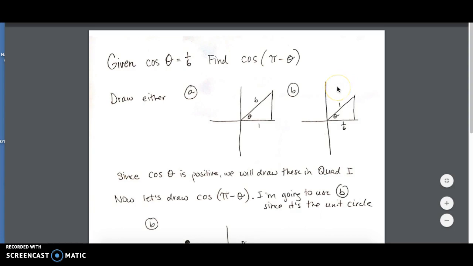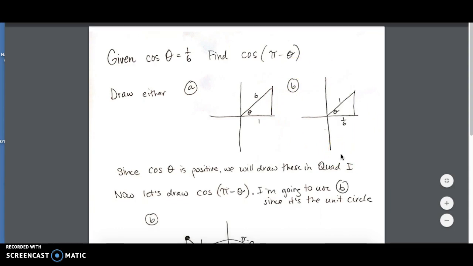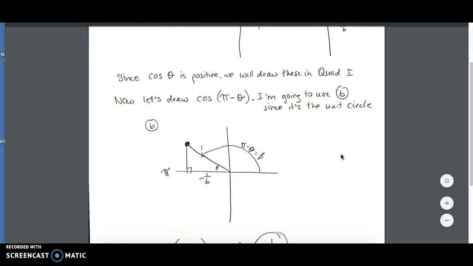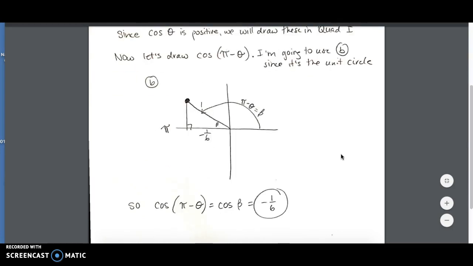So now as we go through the rest of this, I'm going to use this illustration to solve for cosine of pi minus theta. So now we want to draw cosine of pi minus theta. As you know, theta is over here. The entire unit circle is 2 pi, so over here, halfway across, is pi.